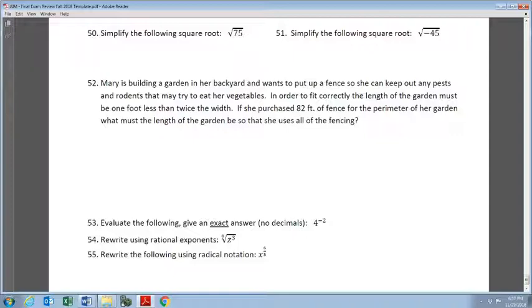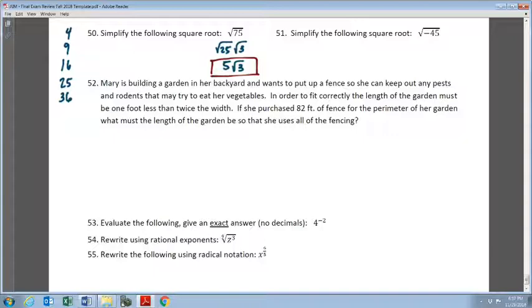So to simplify a square root, we want to ask ourselves if there's any perfect square factors of 75 other than, I'm sorry, other than 1. So we're talking about these kinds of numbers here. Notice that 25 is a factor of 75, so this radical is not simplified. We can break it into square root of 25 times square root of 3, which is the 5 times the square root of 3.